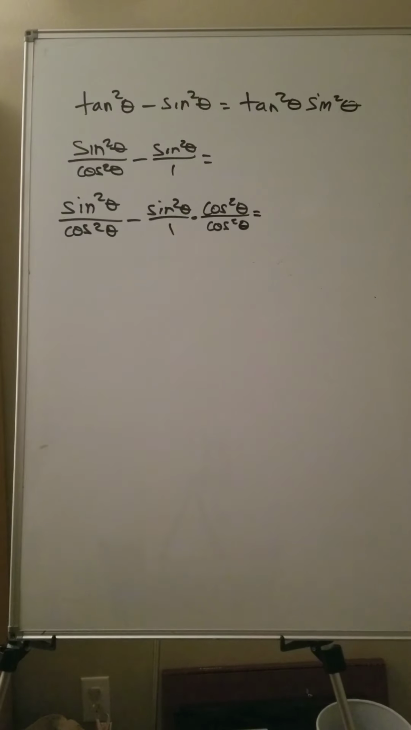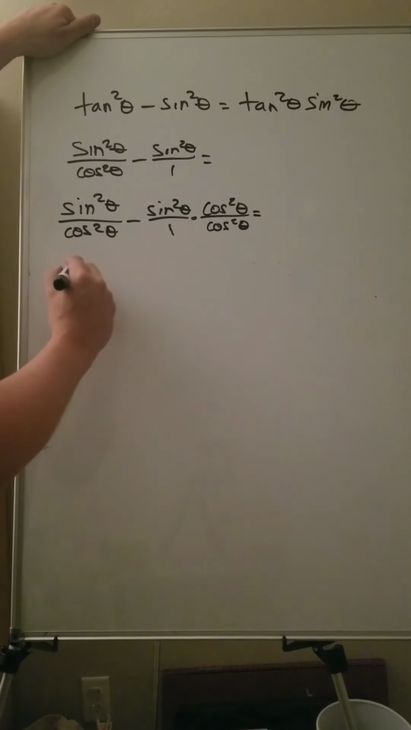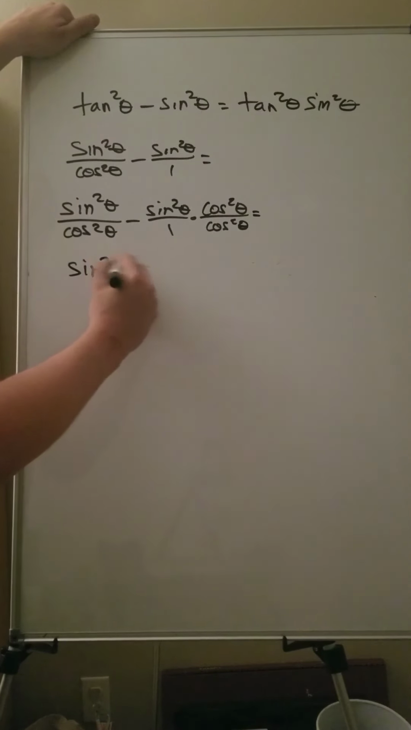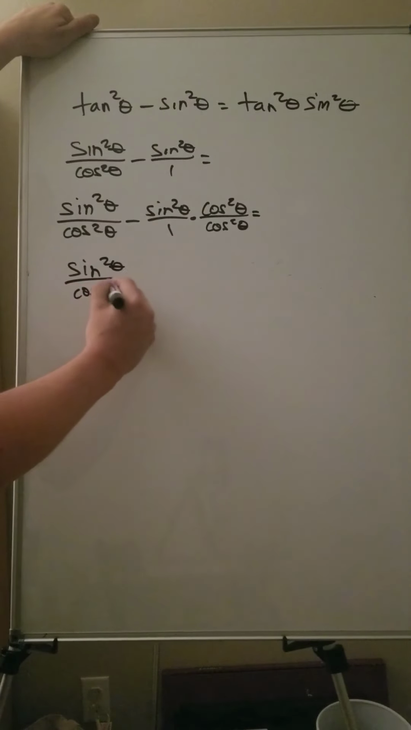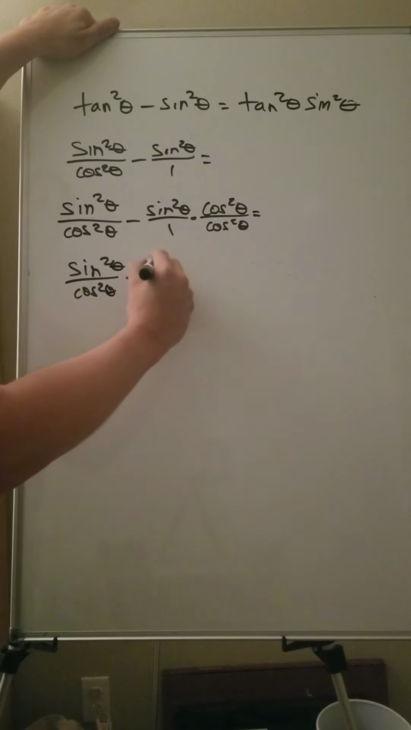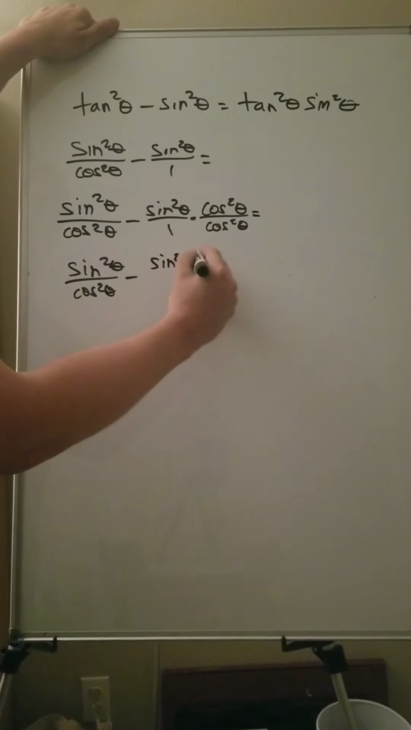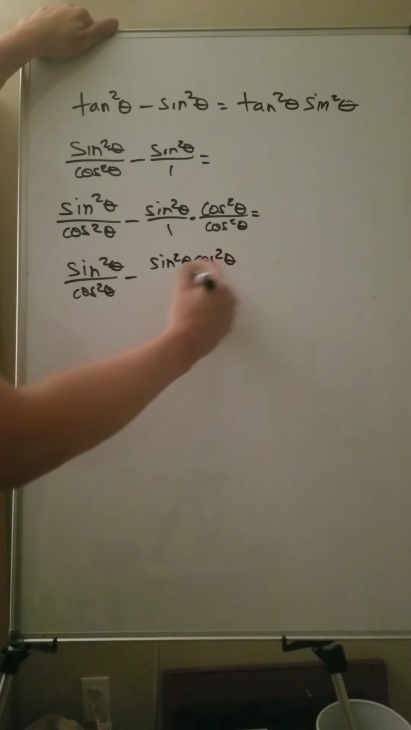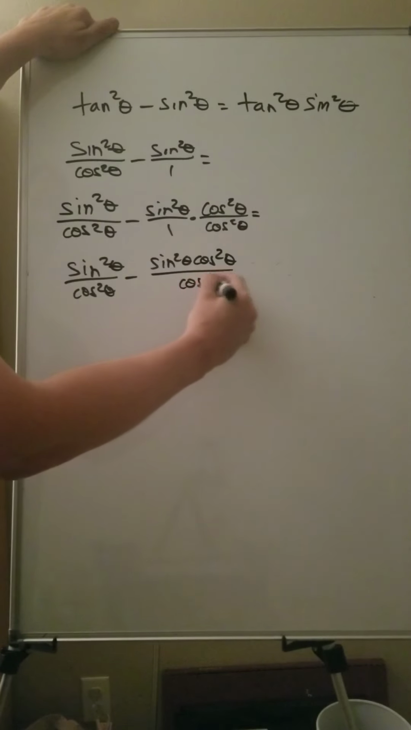Now if I simplify this, the first fraction is still sine squared theta over cosine squared theta minus, well, if I multiply this out, I get sine squared theta cosine squared theta over cosine squared theta.